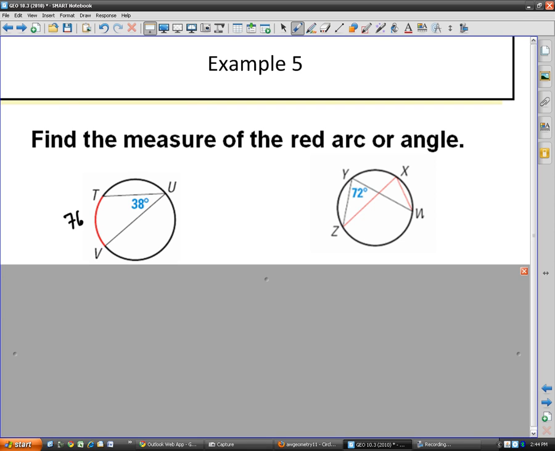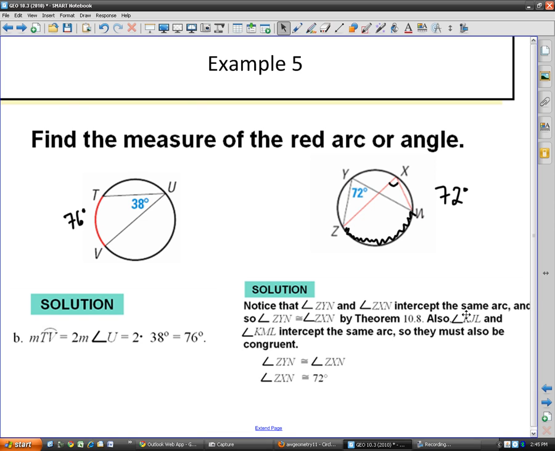And over here, this time they want the measure of the angle. You'll notice that the red angle ZXW is intercepting the same arc as the other angle, ZYW, and this is what we just went through, so those would have to be the same, and so they're 72 degrees for that one. So, pause these if you need to and copy down the work, but this is the idea of what's going on.